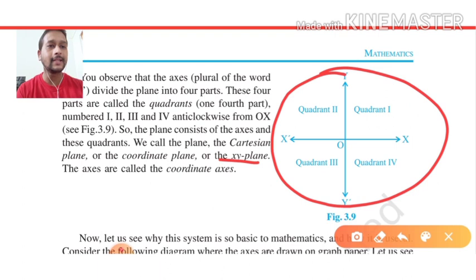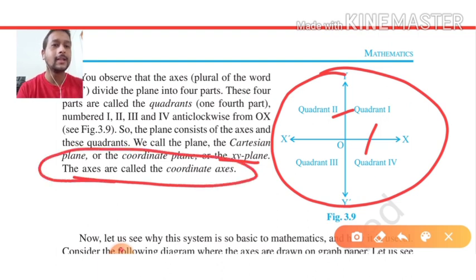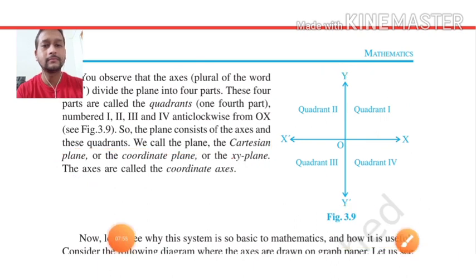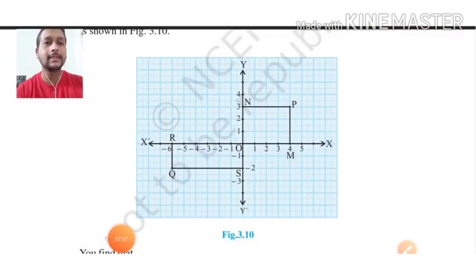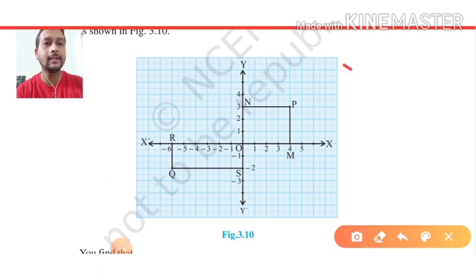And that is why these two axes together form the coordinate axes, also known as the Cartesian plane or coordinate plane. And this is what it will look like on graph paper.